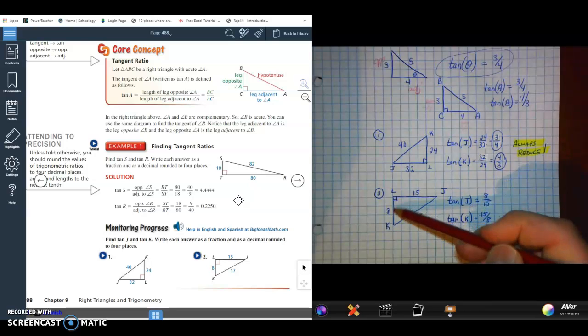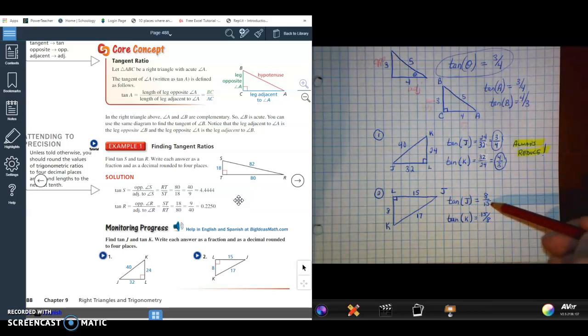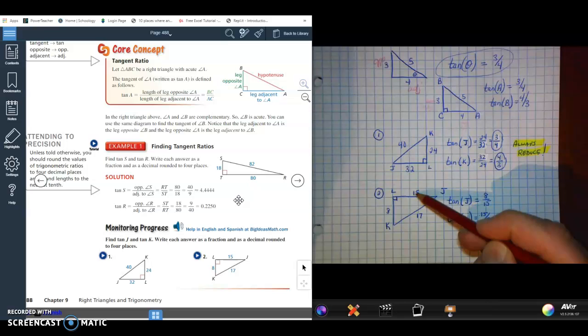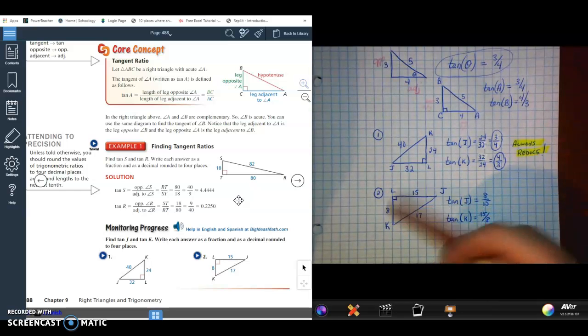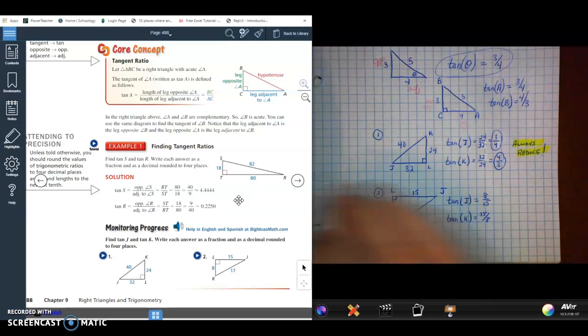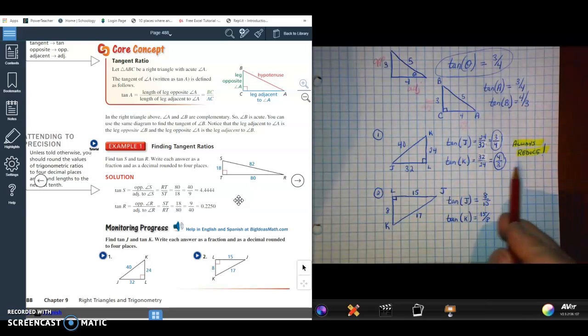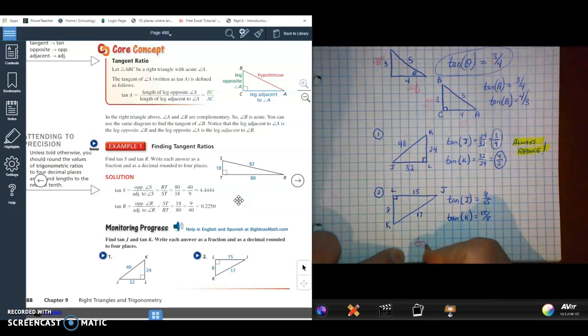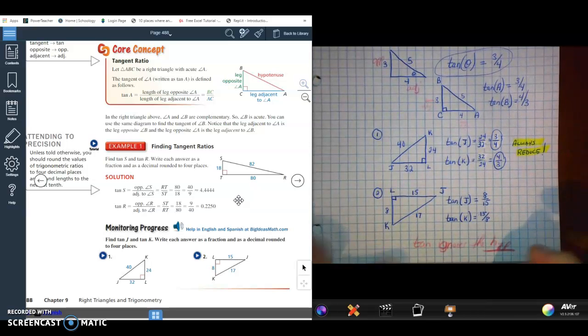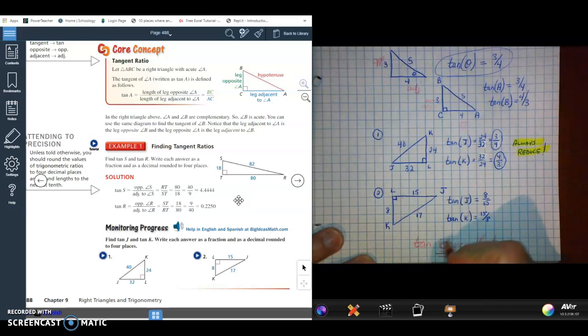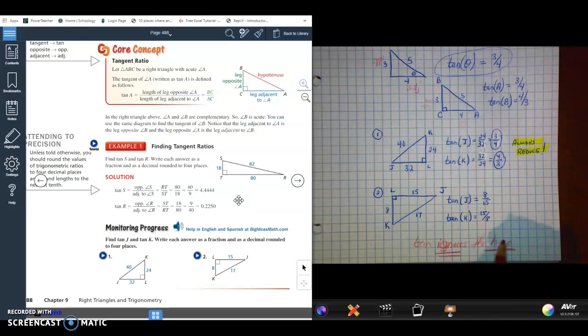Down here is another Pythagorean triple, 8, 15, 17. Again, for J, opposite is 8 over adjacent of 15. And for K, from down here, opposite is 15 over 8. The hypotenuse is ignored in all of these problems with tangent. So the tangent ignores the hypotenuse. Do not use it. We'll have plenty of trigonometry for the hypotenuse coming along in the next section.